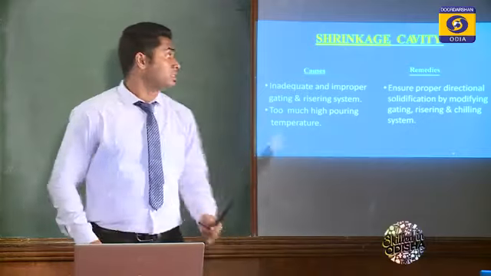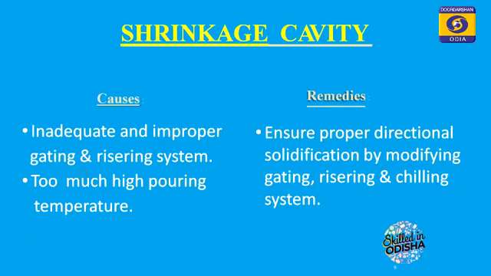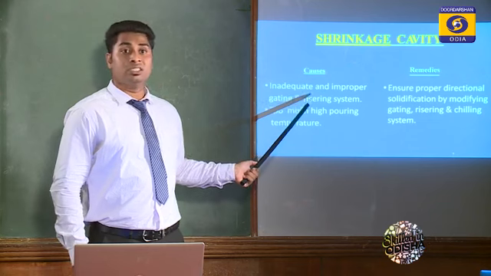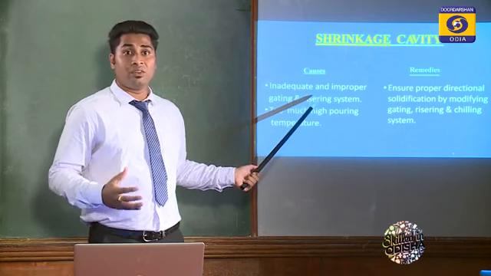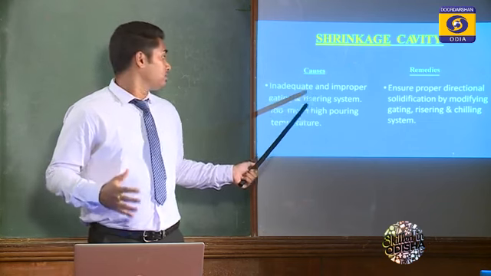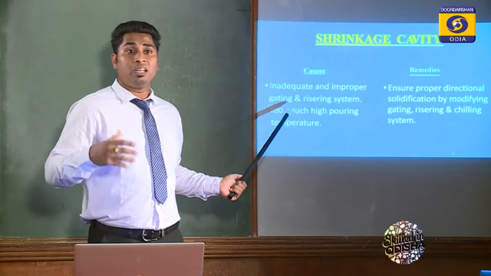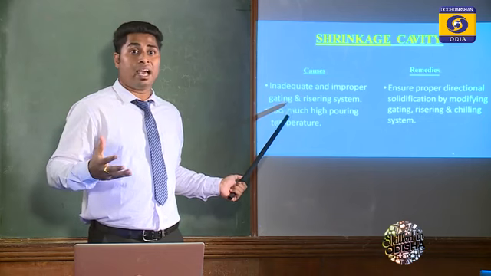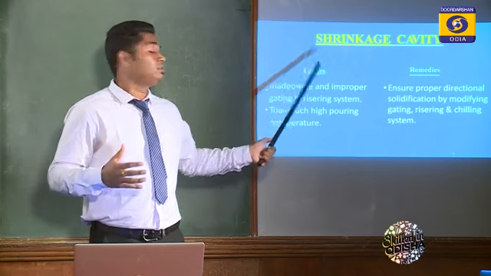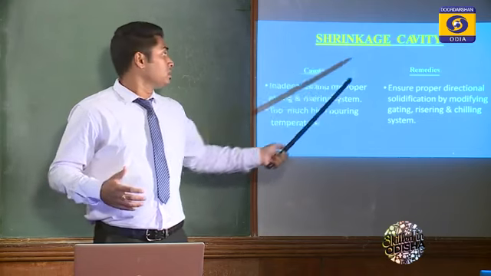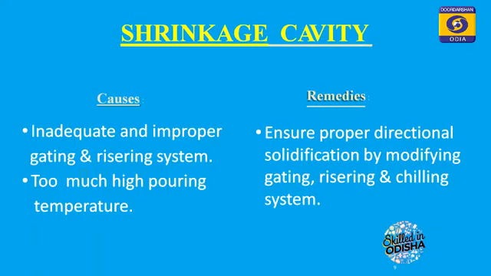So what are the causes and remedies of shrinkage cavity? Inadequate and improper gating and risering system. I have already discussed the risering system and the importance of the riser in the casting process. And too high a pouring temperature: if the temperature of the molten metal is very high, then this defect will happen.